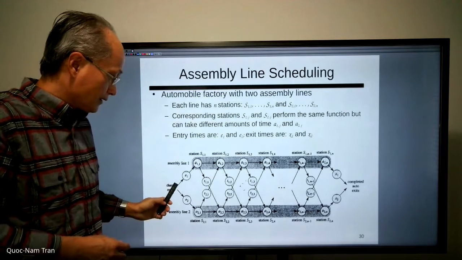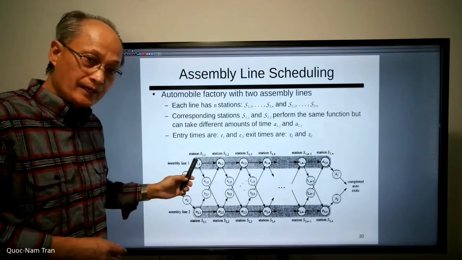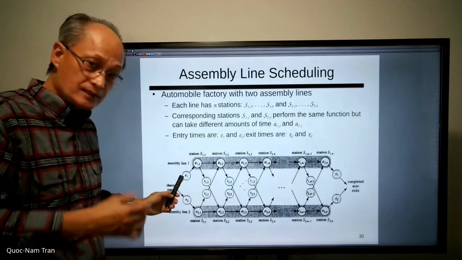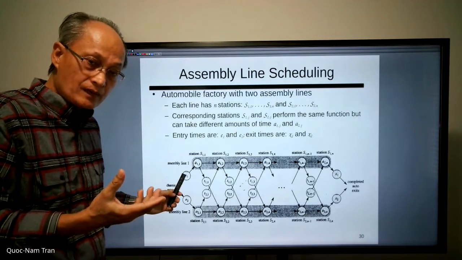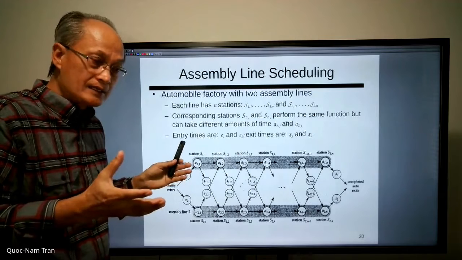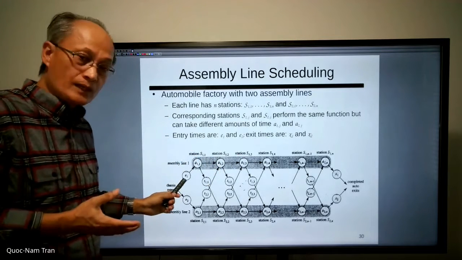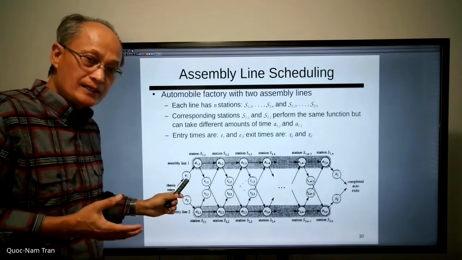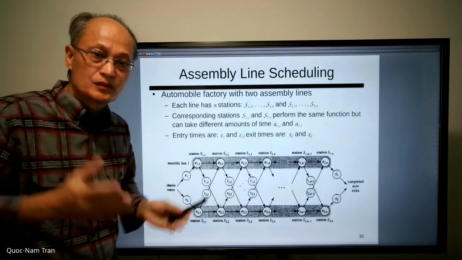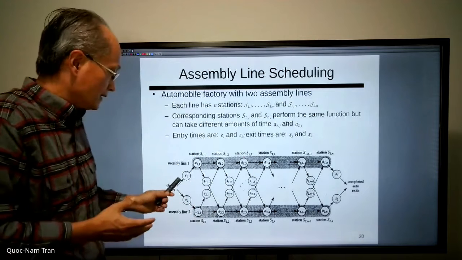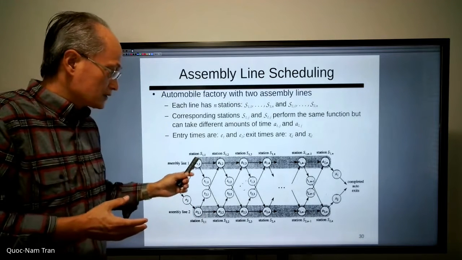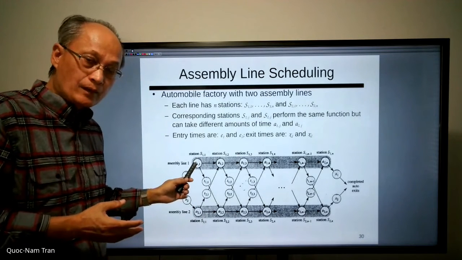And if a chassis is entering line 1, it may take some time, right? Because assembly lines are in different places. So it may take, say, E1 time. E1 here can be, let's say, 2 minutes, to enter station 1 of assembly line 1.